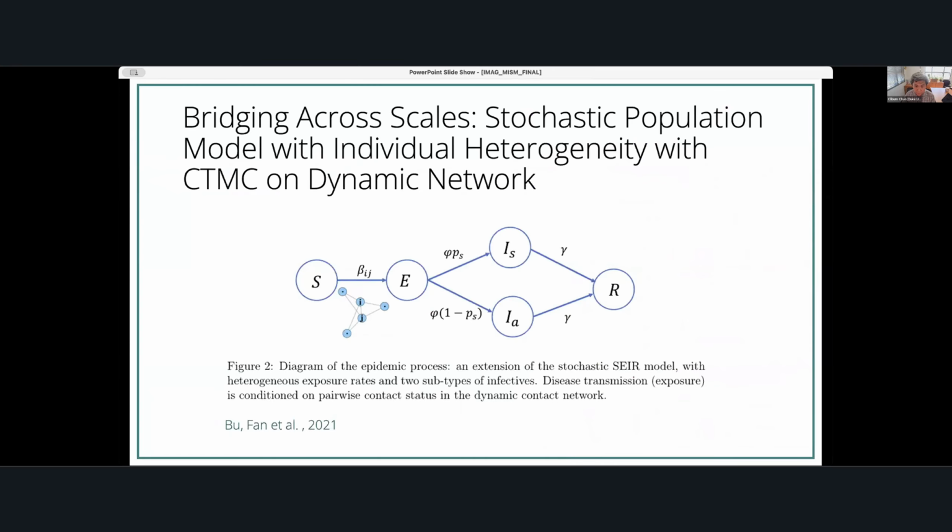Bringing it together, we work with Jason Shi at UCLA, who's developed a really nice statistical model. It's based on the traditional SEIR model, so that's a traditional ODE model, but it assumes homogeneity. Here we want to extend it in several ways. The first way is that the contacts aren't homogeneous, but are on a dynamic network where the contacts can change over time.